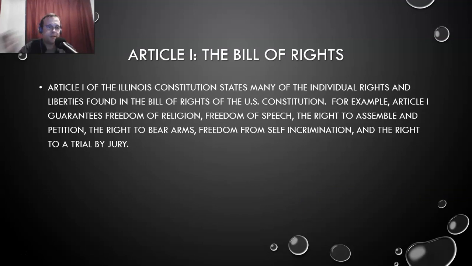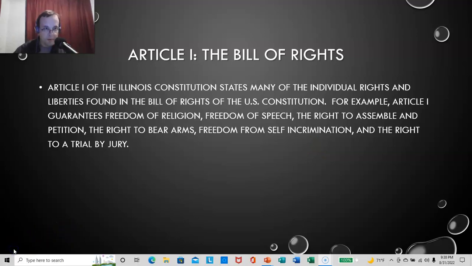So the Bill of Rights, Article 1 of the Illinois Constitution, states many of the individual rights and liberties found in the Bill of Rights of the U.S. Constitution. We have freedom of religion, speech, the right to assemble and petition, the right to bear arms, freedom from self-incrimination, the right to a trial by jury. Now, those should all be familiar to you.